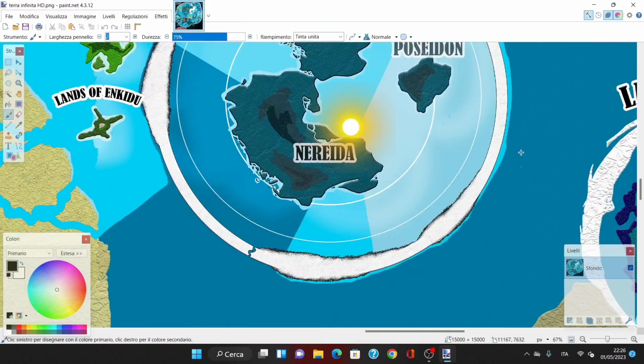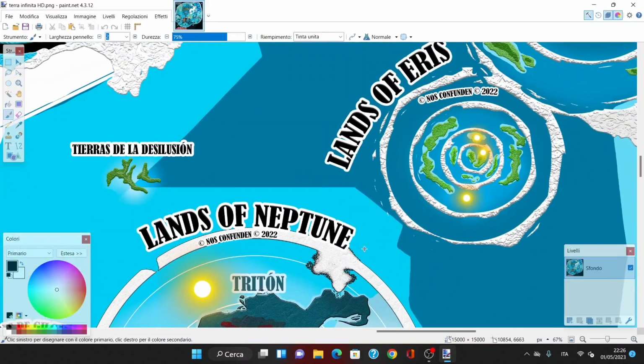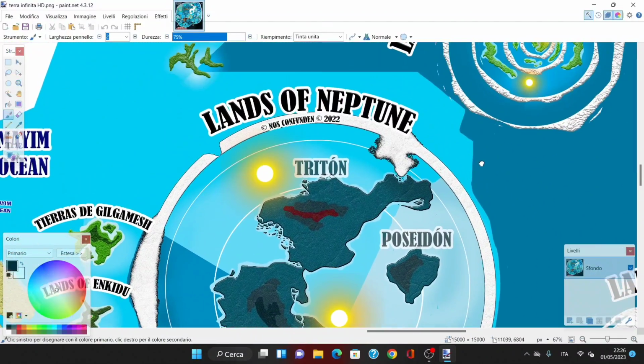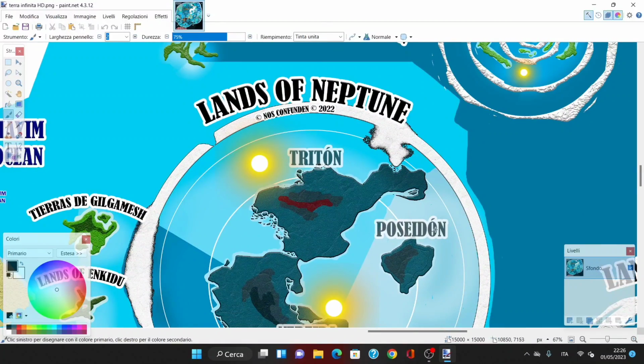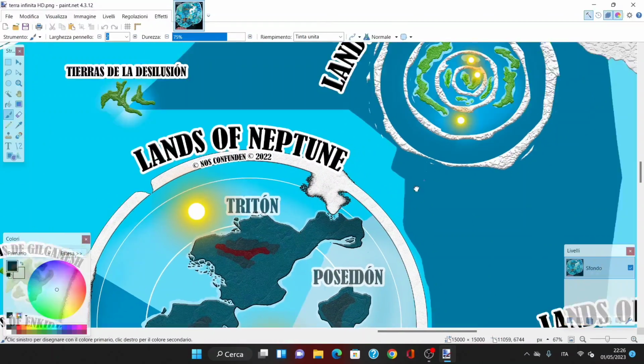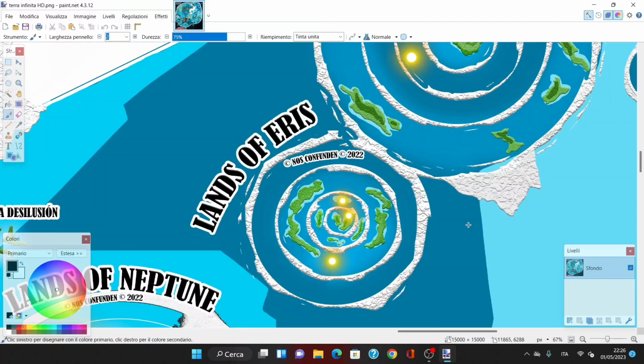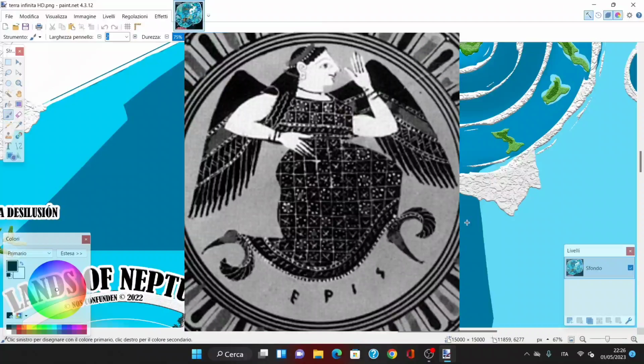And now we find the lands of Eris, just to the right of the lands of Neptune, which by the way were once again linked to ancient Greek mythology, since Neptune is Poseidon, who was the god of the sea. The lands of Eris are probably one of the most interesting parts of this map, because Eris was the goddess of discord and conflict in ancient Greece.